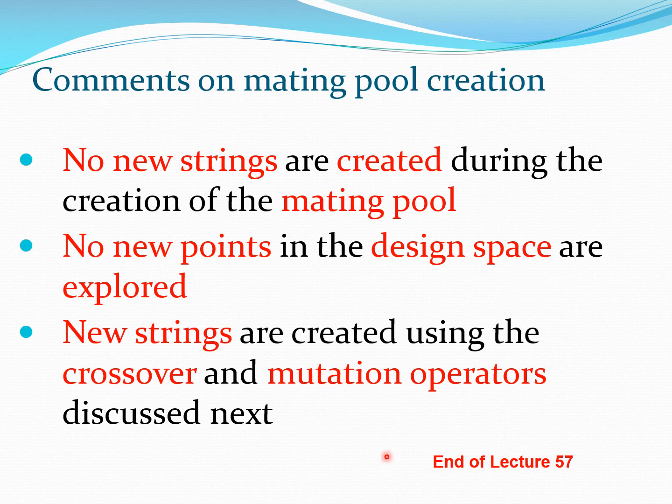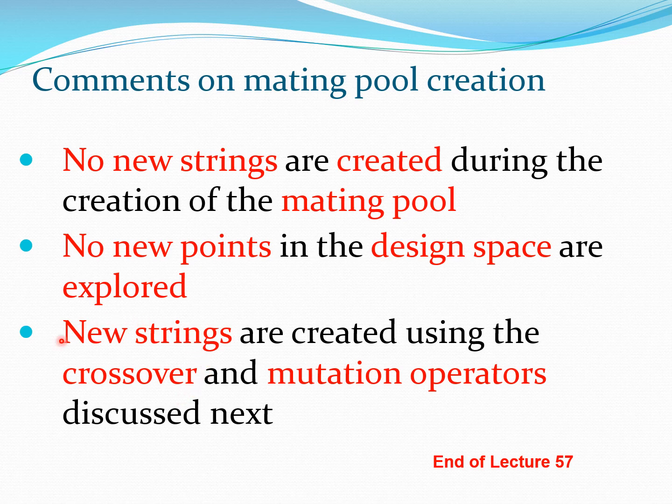So one of the things we observe is that no new strings are created during the creation of the mating pool. No new points in the design space are explored. So that is something which is very interesting. All that has happened is that we have taken better strings and we have created a mating pool. So how do we create new points or new strings? Well, that's going to be next lecture and we are going to cross the genetic material between the two strings here which have been selected for mating.